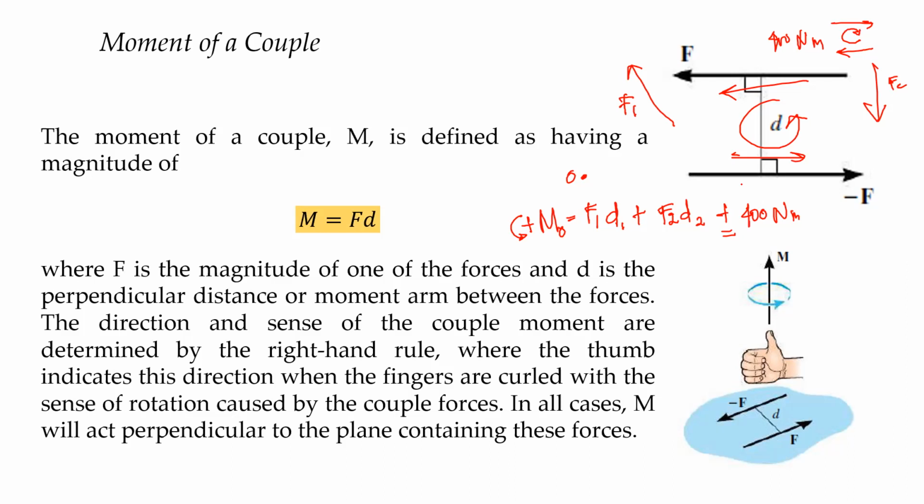Now, the direction and sense of the couple moment are determined by the right-hand rule, where the thumb indicates this direction when the fingers are curled with the sense of rotation caused by the couple forces. So in all cases, M will act perpendicular to the plane containing these forces.